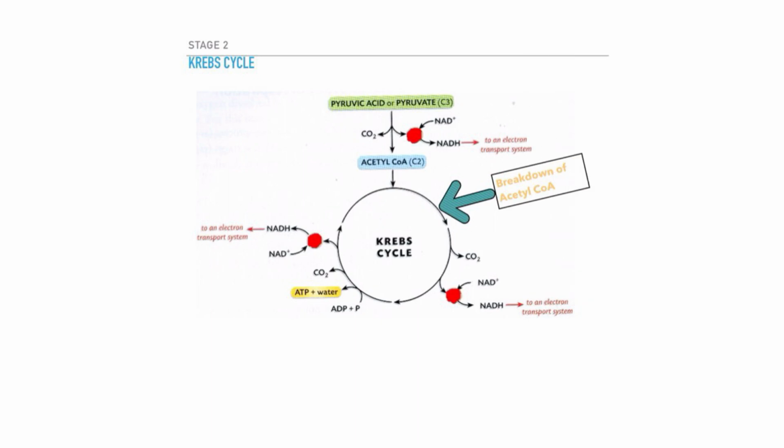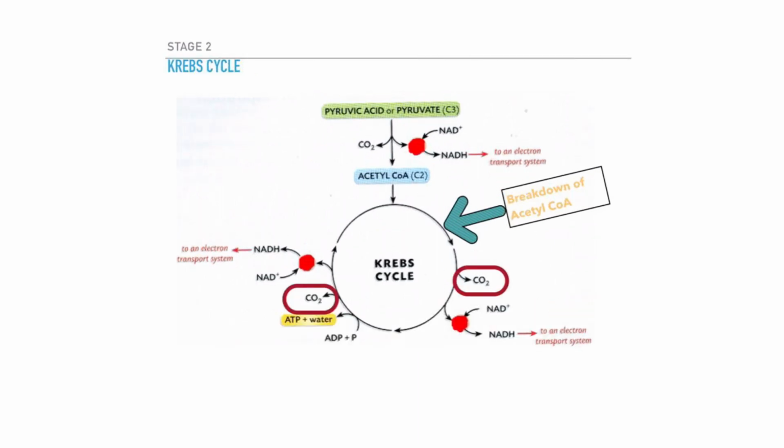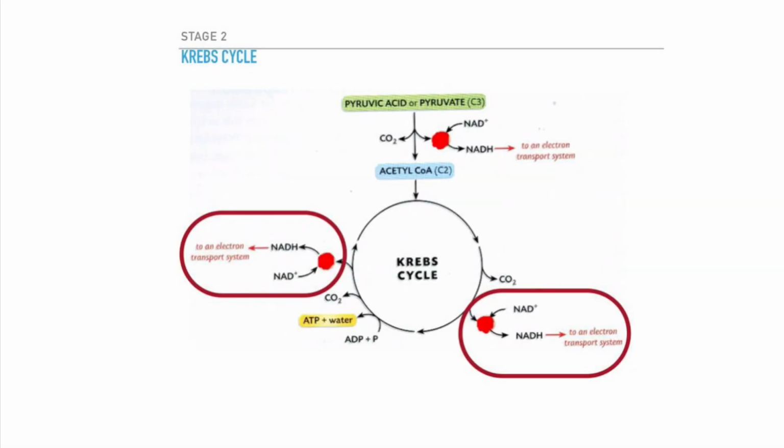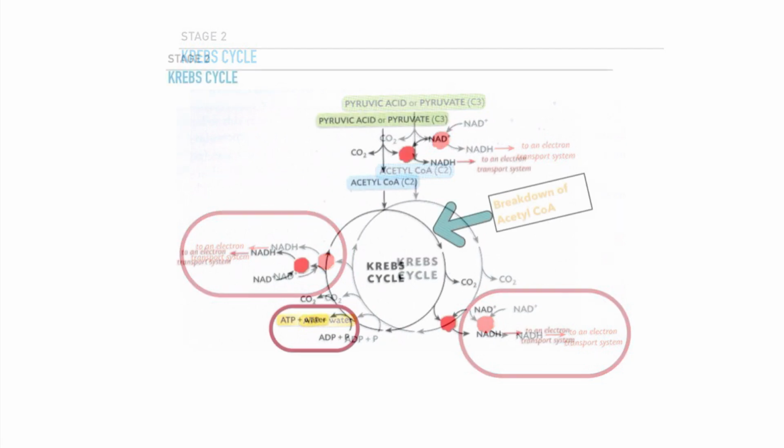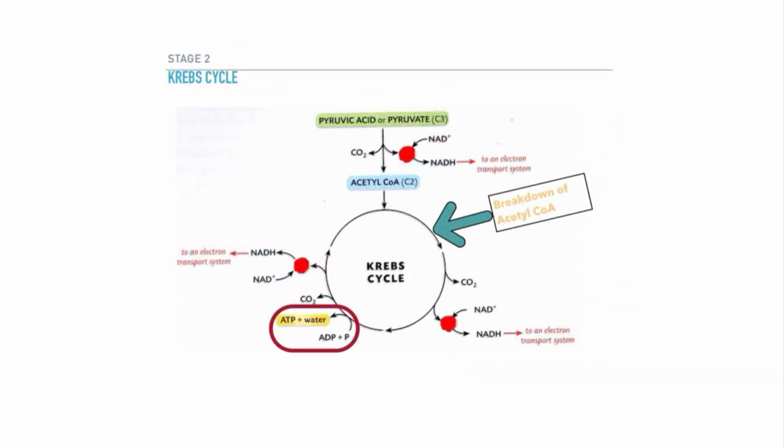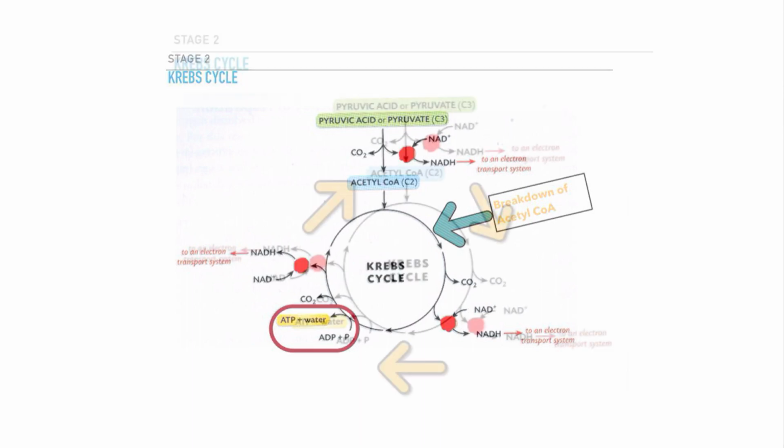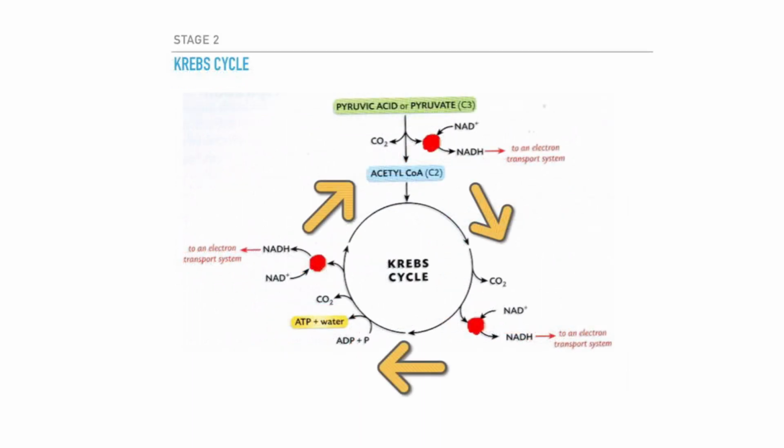Acetyl-CoA is broken down into carbon and energy in the form of protons and electrons. The carbon combines with oxygen and forms carbon dioxide, which is exhaled. The protons and electrons are absorbed by NAD+, which forms NADH, and enters the electron transport chain. Energy is also produced in the form of ATP, which is made when an ADP molecule combines with phosphates from Krebs cycle. This process continues in a circular motion and is why it is called a cycle.